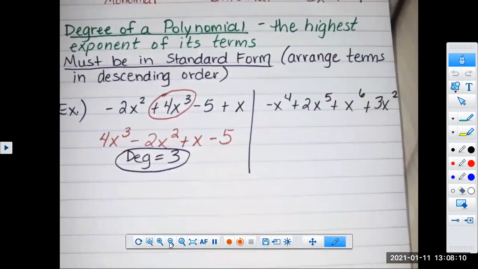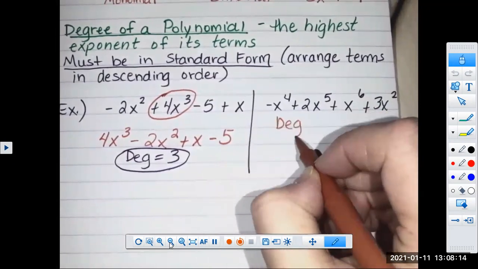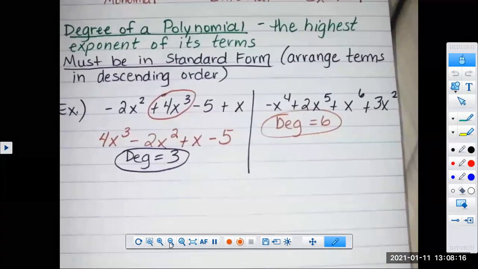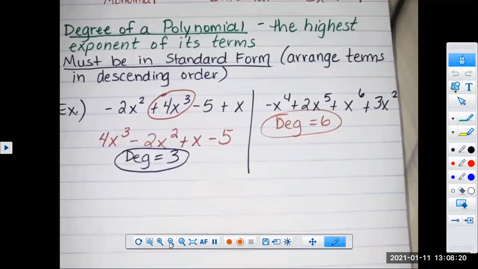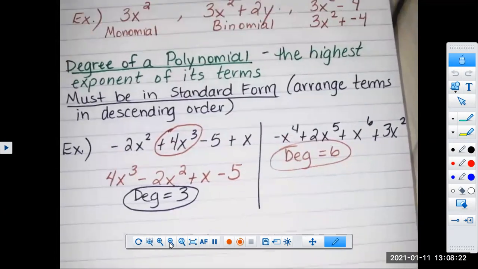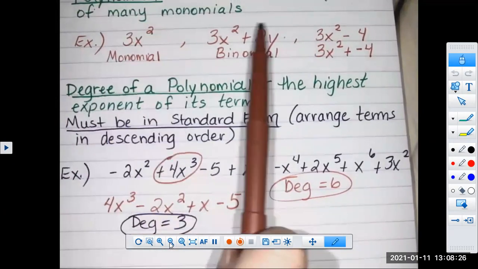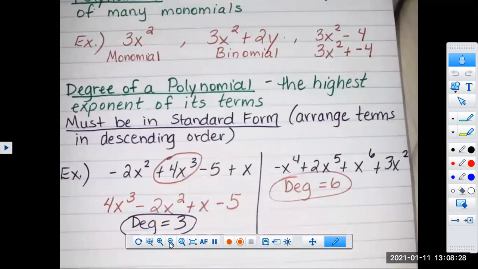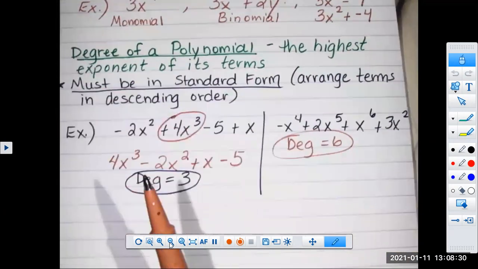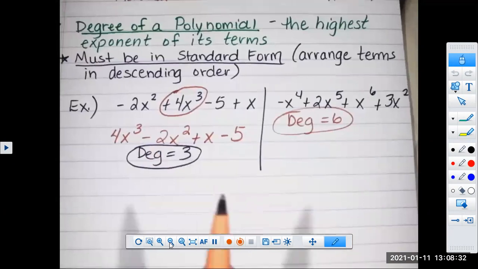What is the degree of this polynomial? Okay, let me go back up here really quick. This was saying how many terms we had in our polynomial, and another thing you can look at is the degree of your polynomial.